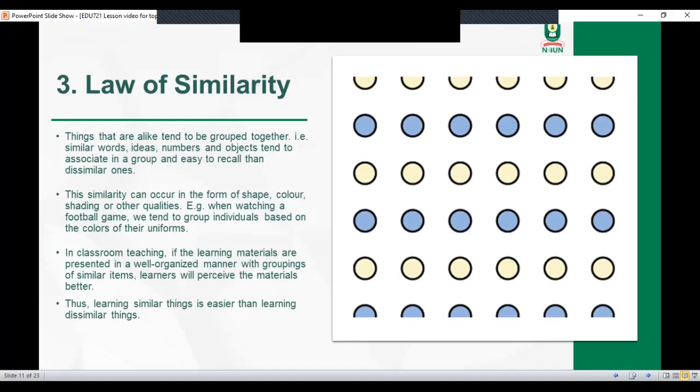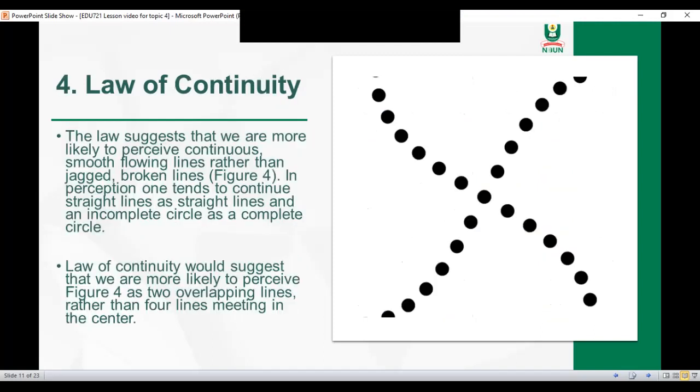So the similar learning materials should be put together, should be presented in a well-organized manner for easier learning. That's the essence of this law to our classroom situations. What about the 4th law?